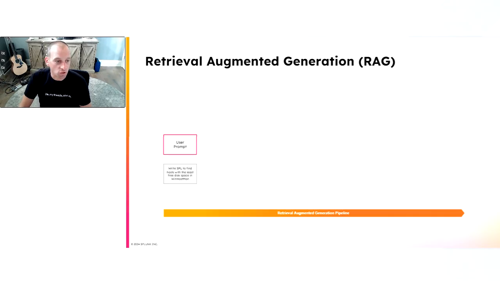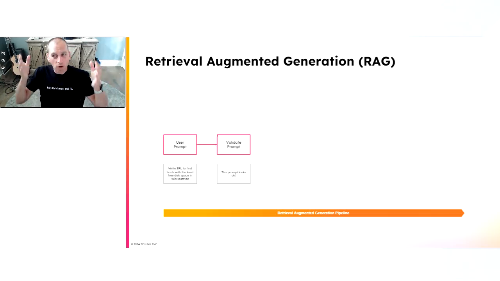Let's assume you put in your user prompt: write SPL to find hosts with the least free disk space in WinHostMon. That's your prompt. The first thing we do is validate the prompt. Generally speaking, we trust you guys; you're trying to write SPL. So most of the time we look at a prompt like this and say, that looks good. But we have several different checks. We're looking for gibberish, profanity, prompt injection, those types of things. So hopefully it's a valid prompt and we let it move on to the next step. Okay, that prompt looks good.